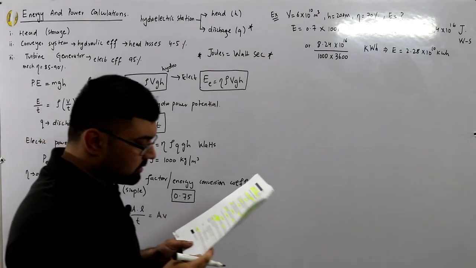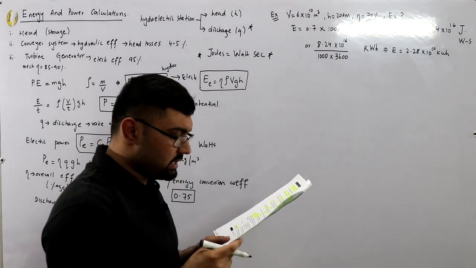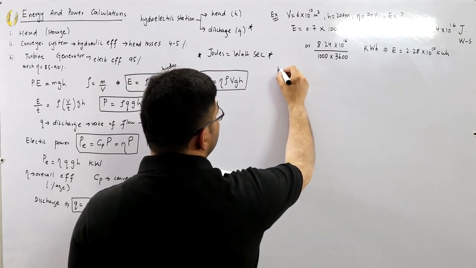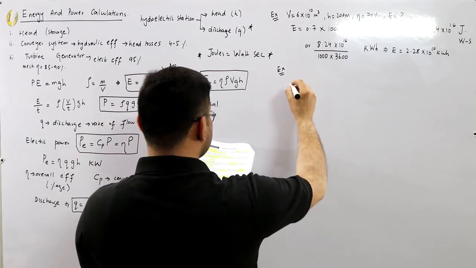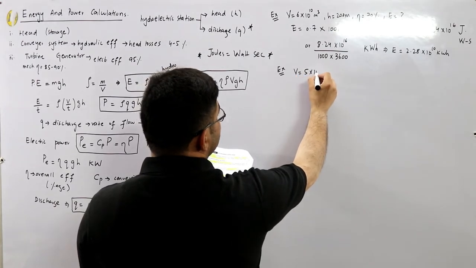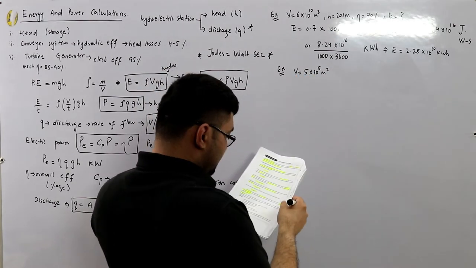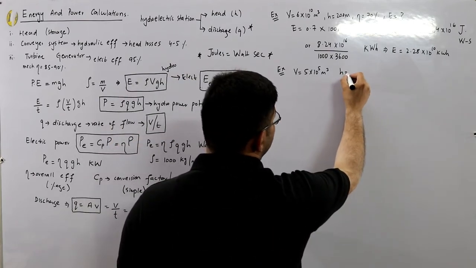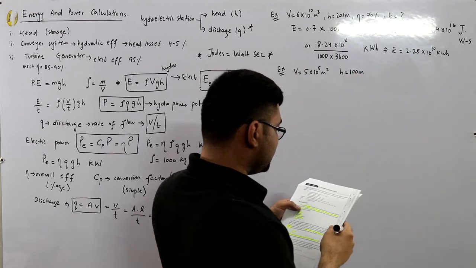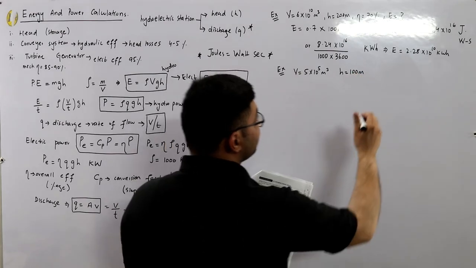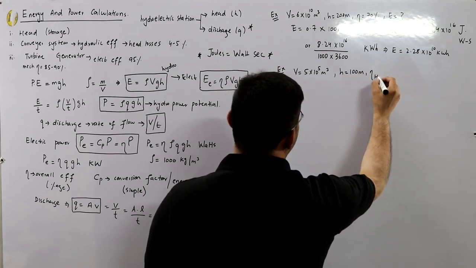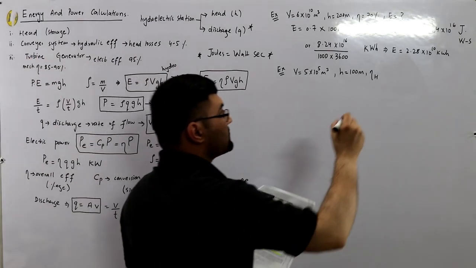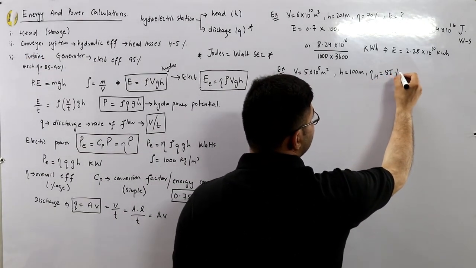Example 2. Water for a small hydroelectric station is to be made available from an estuary with a volume of 5 into 10 to the power 5. So again, estuary is referring to a lake, a storage. So the volume given is 5 into 10 to the power 5 meter cubes, located at a height up a hill to provide a head of 100 meters, with a hydraulic efficiency of 85%. Hydraulic efficiency is associated over here with the conveyor system, with the penstocks. So hydraulic efficiency is 85%.